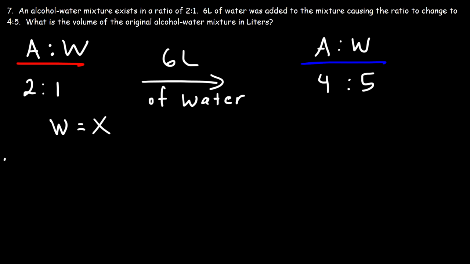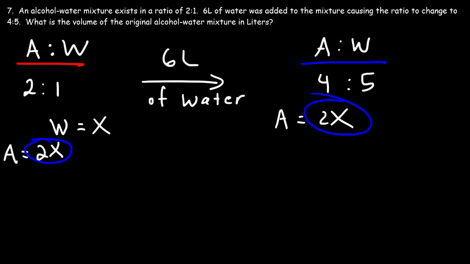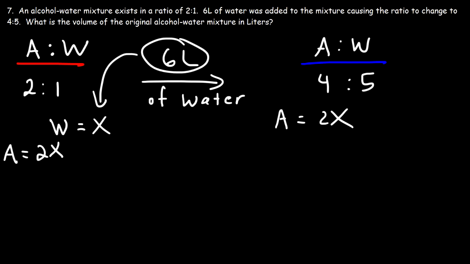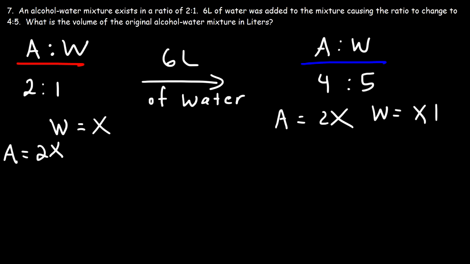If that's the case, then A has to be 2X because it has to be in a 2-to-1 ratio. So if W is 1X, A has to be 2X. Now, once we add 6 liters of water to the mixture, the amount of alcohol doesn't change because we're not adding any alcohol. So on the right side, the alcohol has to remain 2X. W is going to change. We're adding 6 liters to W. So W is now its original value of X plus 6.